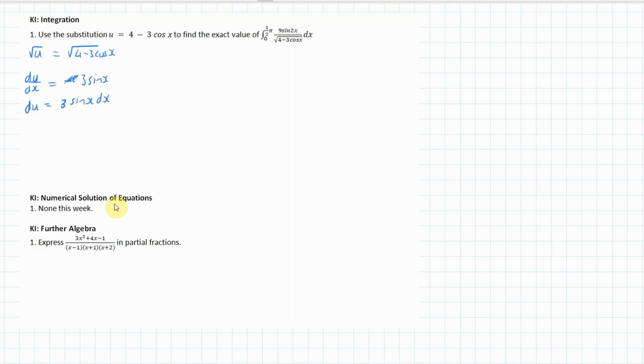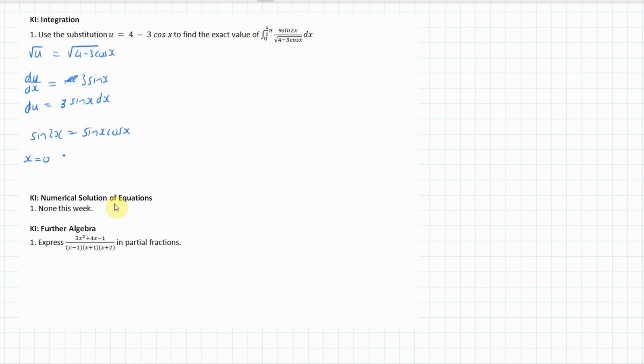Is that going to help me at all? What I could then do is maybe rewrite this sine 2x here using my double angle rule and see what that gives me. So I could go sine 2x is equal to 2 sine x cosine x. Just wonder if that's going to help me. I'll get some points by replacing my limits.